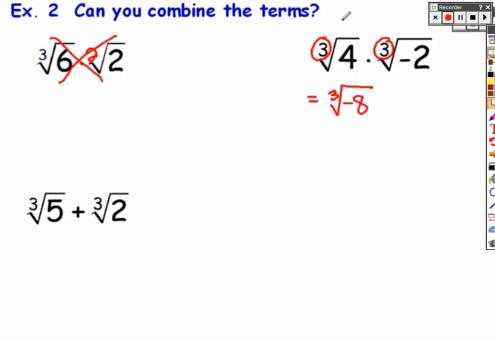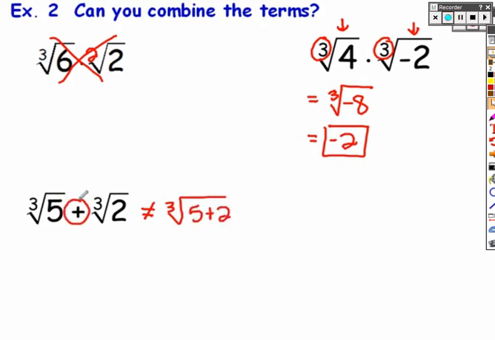Now, why is this helpful? Well, the cube root of 4 is a decimal, the cube root of -2 is a decimal, but if I multiply these together, the cube root of -8 actually gives me an integer. So that makes life a little bit easier by combining those radicals. On the bottom one, this does not equal the cube root of 5 plus 2. This is totally illegal to combine these if you're adding.